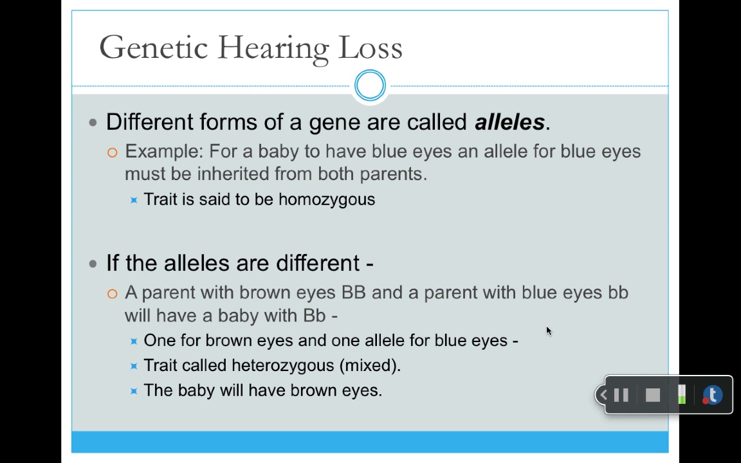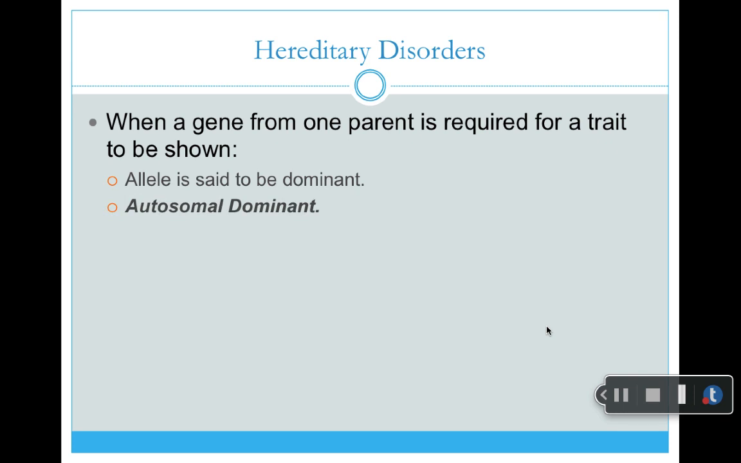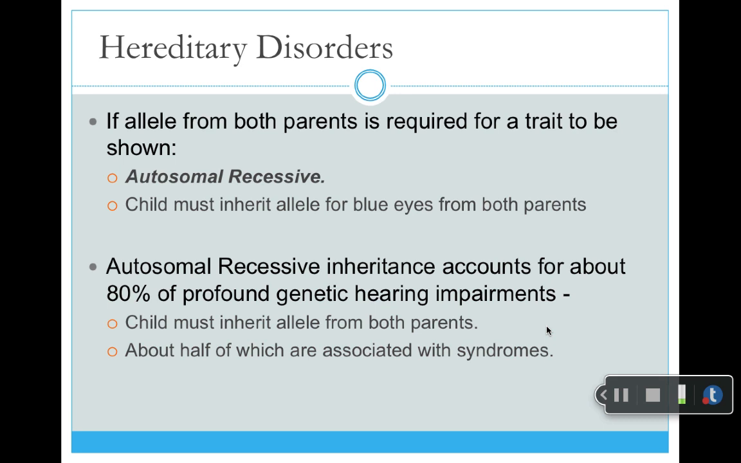Different forms of a gene are called alleles. So for example, a baby may have blue eyes, and the allele for blue eyes must be inherited from both parents because it's a recessive trait, so it's homozygous. To have brown eyes, which is a dominant trait, it's heterozygous. You just need to get one gene with the big B from either mom or dad. When a gene from one parent is required for a trait to be shown, it is called autosomal dominant. And when you need the gene from both parents for the trait to be shown, it is recessive.